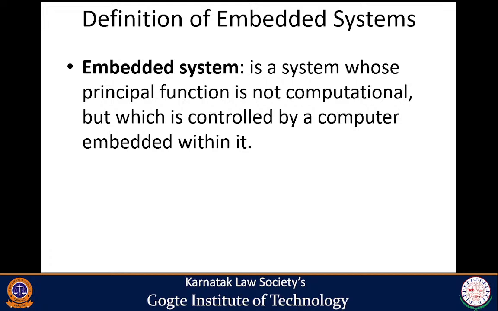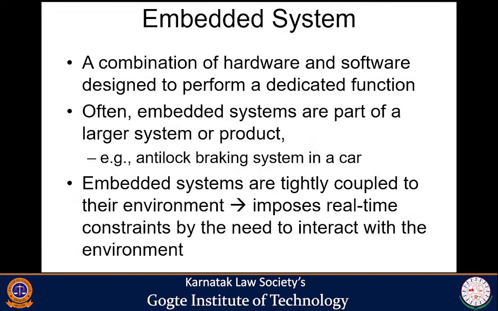So what is an embedded system? An embedded system is a system whose principal function is not computational, but actually it is controlled by a computer which is embedded within it. There is not just a single definition for embedded system. It could also be called a combination of hardware and software designed to perform a dedicated function. Most of the time embedded systems are designed with a single purpose in mind, and are part of a larger system or product. An example of this could be an anti-lock braking system or ABS, which you commonly know in case of a car.